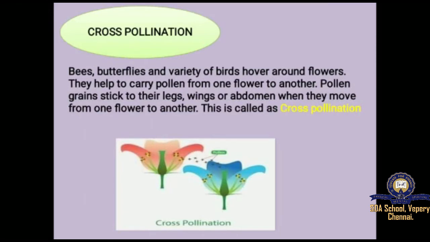Next is cross-pollination. Bees, butterflies and a variety of birds hover around flowers. They help to carry pollen from one flower to another. Pollen grains stick to their legs, wings or abdomen when they move from one flower to another. This is called cross-pollination. So, in cross-pollination, pollen grain is transferred from one flower to another with the help of bees, butterflies and a variety of birds. Whereas in self-pollination, pollen grain is transferred within the single flower itself.